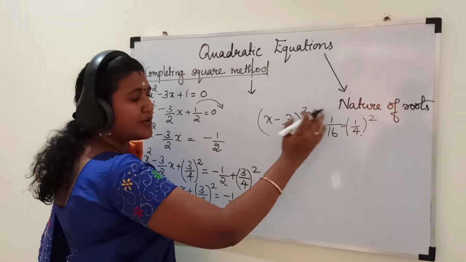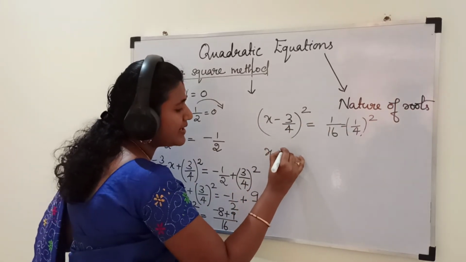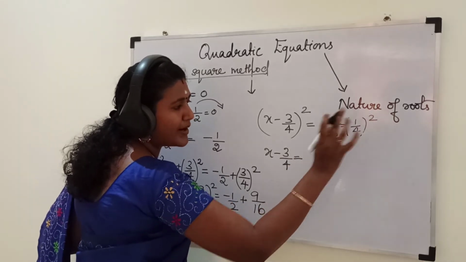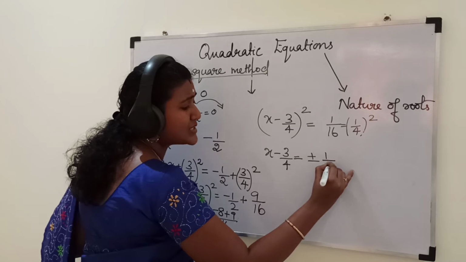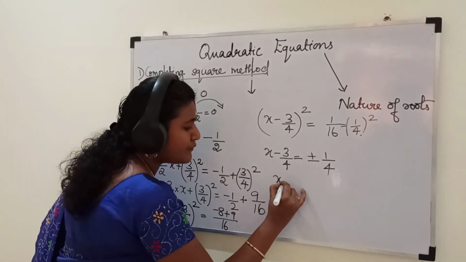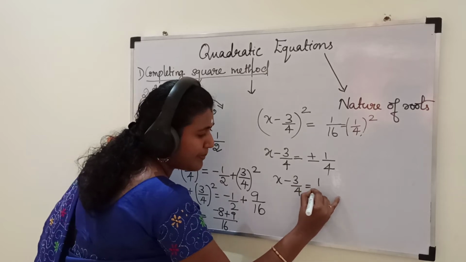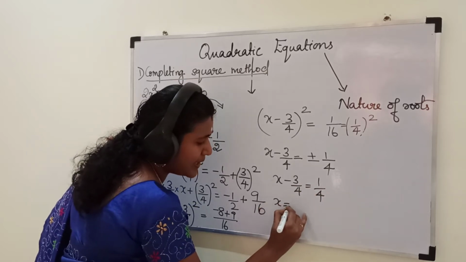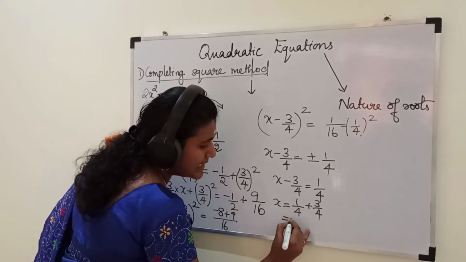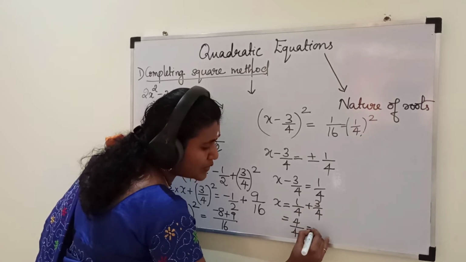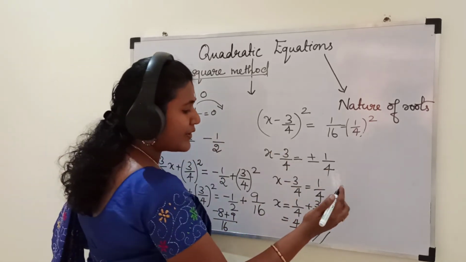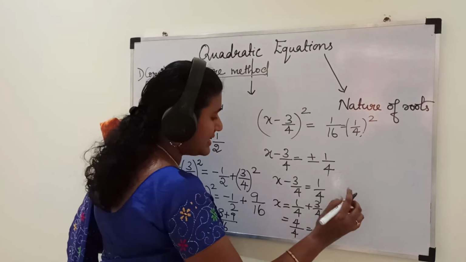Taking square root on both the sides, we will get x minus 3 by 4 is equal to square root of (1 by 4) the whole square, that is plus or minus 1 by 4. Now you take the plus value 1 by 4 and simplify: x is equal to 1 by 4 plus 3 by 4, that is 4 by 4, which is equal to 1.